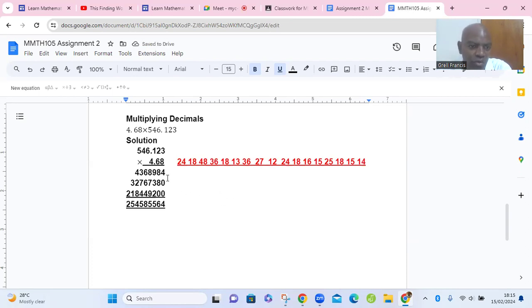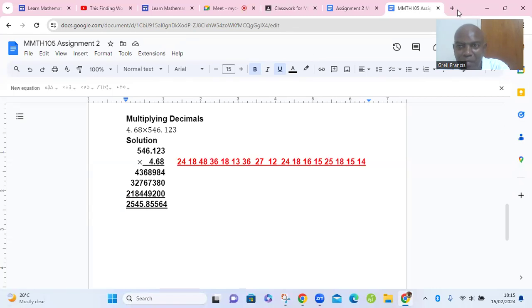And now what we do, we count the decimal places. We got 1, 2, 3, 4, 5. So we need to have 5 decimal places in our answer. 1, 2, 3, 4, 5. So the answer is 2,545.85564.